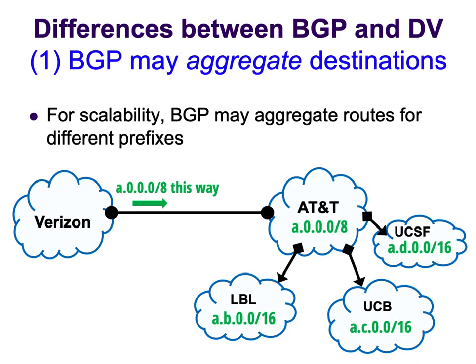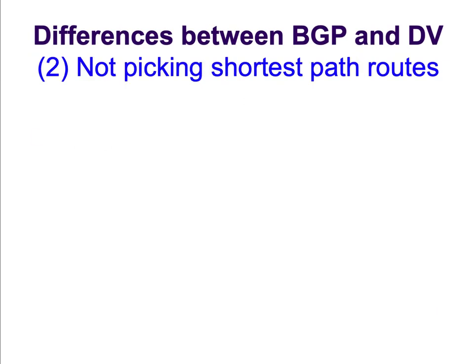Right, so typically you lose some information when you aggregate, because what you would be telling Verizon is all of these prefixes routed through me, AT&T, and you kind of lose the subtle differences between the distance from AT&T to maybe LBL, UCB, and UCSF. You lose that. One could argue that was the only path to those prefixes in any case. So the downside is not that good. Any other questions? Yeah.